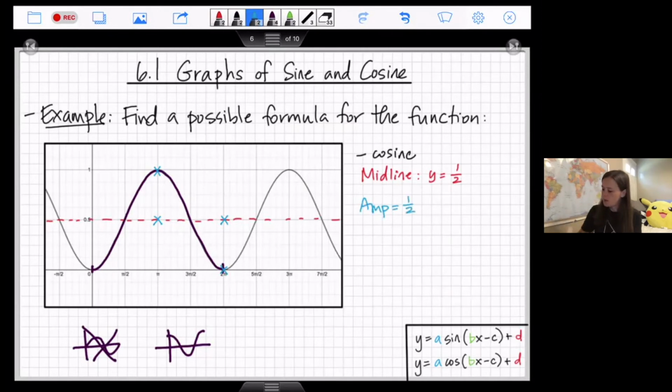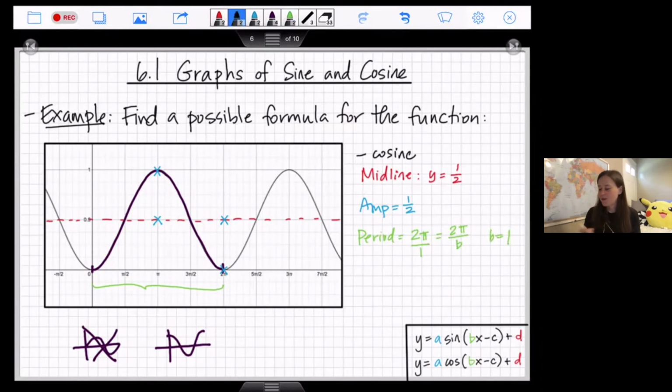And then the period is the horizontal distance it takes to complete one cycle. And that looks like it's equal to 2 pi, 0 to 2 pi. Okay, and again, we have to kind of reverse engineer what the b must be. And this one's going to be the same as the last one. We know our formula is 2 pi divided by b, so this must be b equals 1.